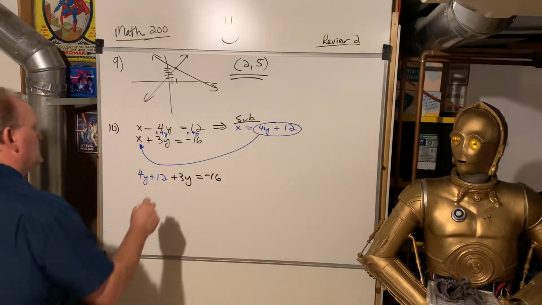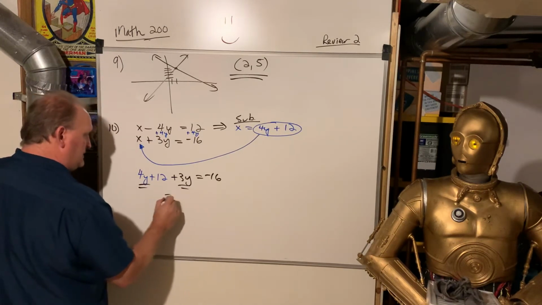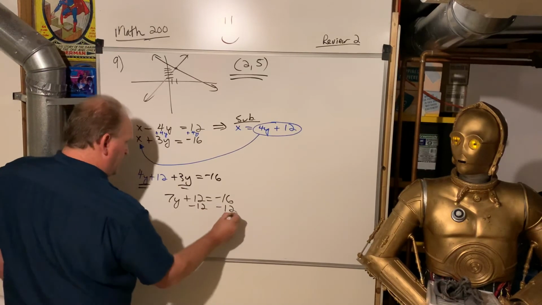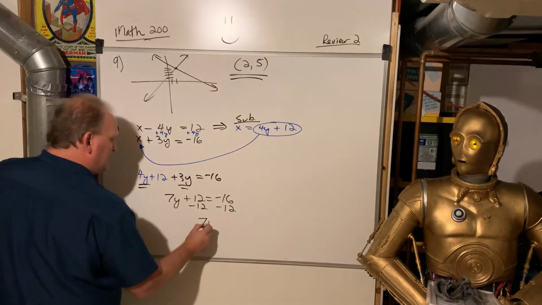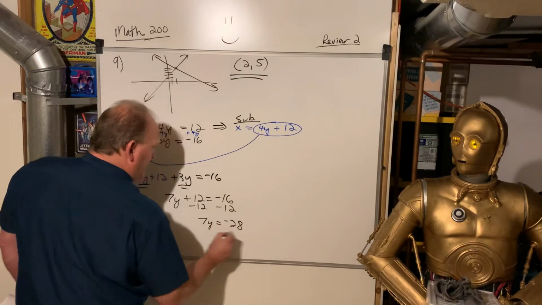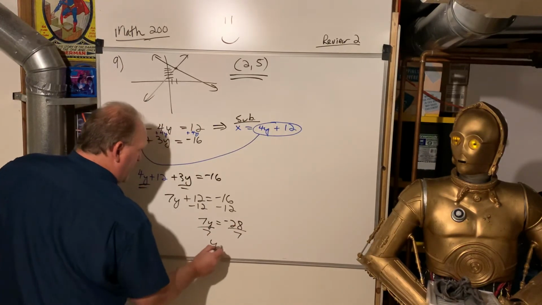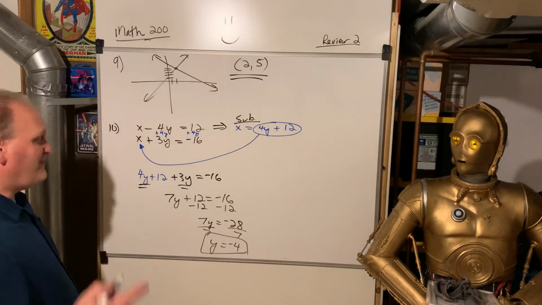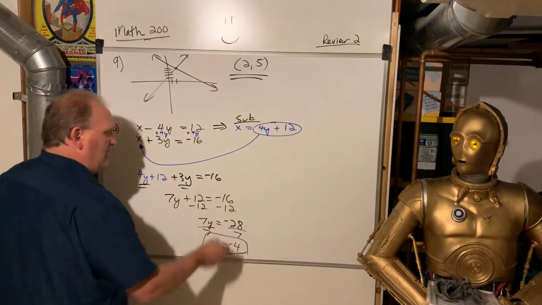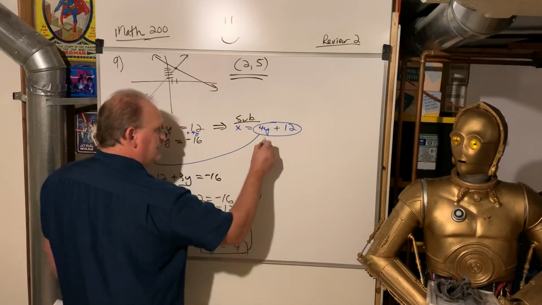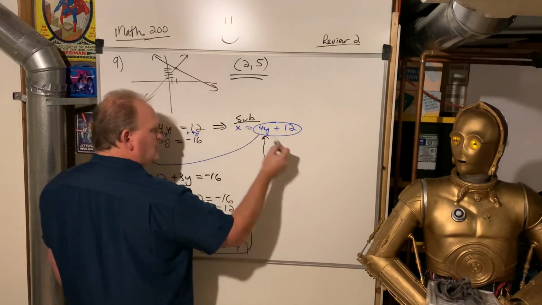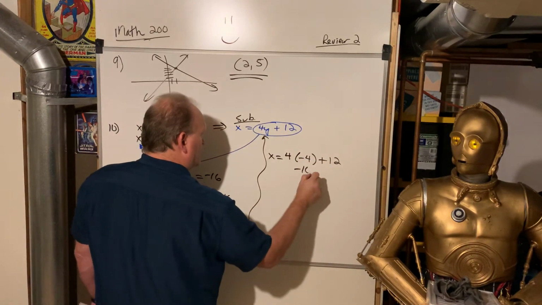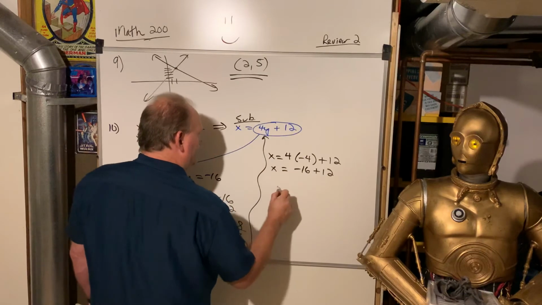All right? So now we combine like terms. 7y plus 12 is equal to negative 16. Isolate the variable, subtract 12 from both sides. 7y is equal to negative 28. Divide by 7, and whammo, we got one of our answers, y equals negative 4. Now, this is the advantage to the substitution method, is after you find that, finding x is super easy because it's already solved for x. So it's just a plug and chug kind of thing.